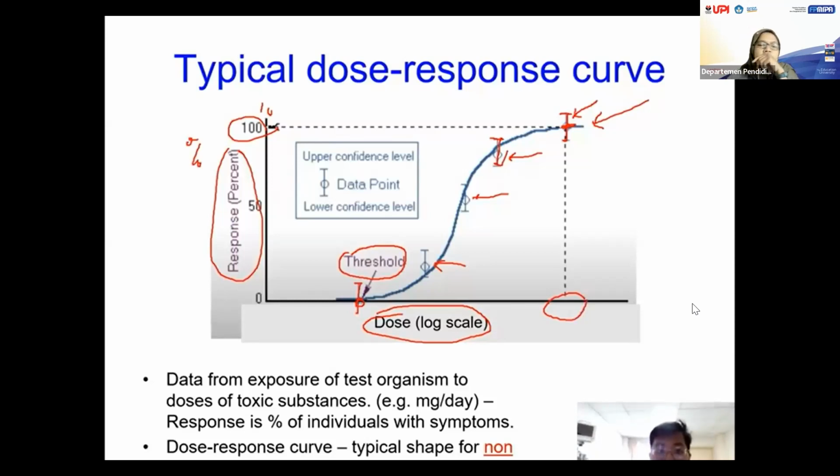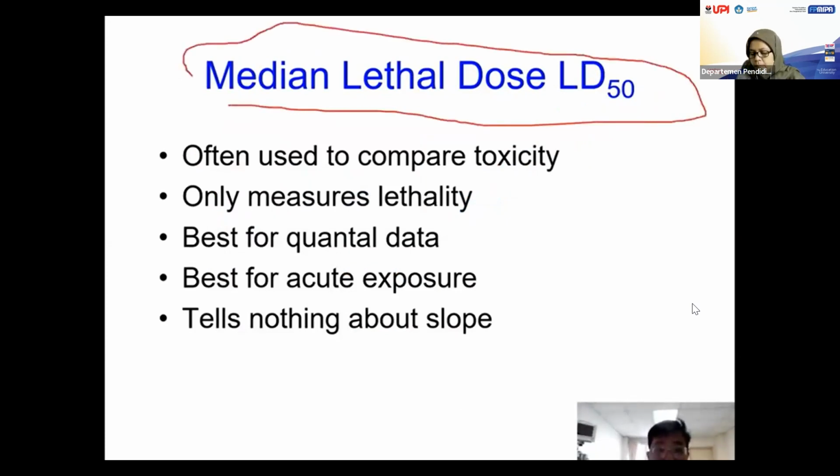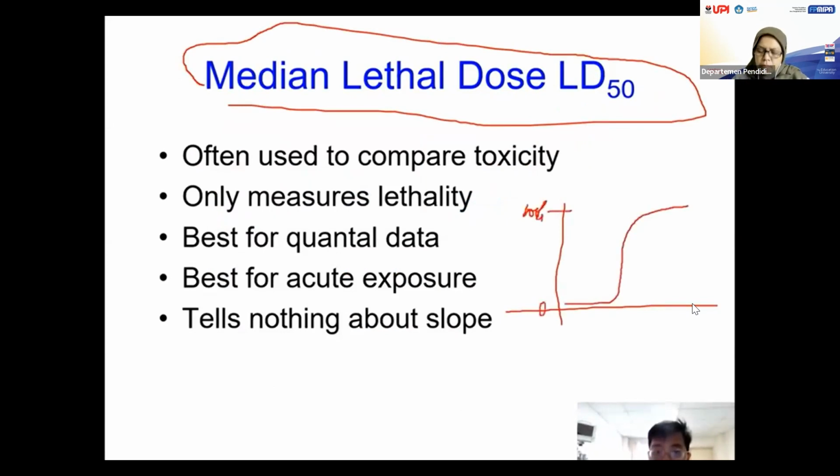Okay. So from the dose response curve itself, we can actually measure something called the median lethal dose. If we use death as the criteria, we can use the median lethal dose, LD50, right? And we look at the typical graph. It's something like this. You have 100% here, then you have 0%. Then there's a point where it's 50%.